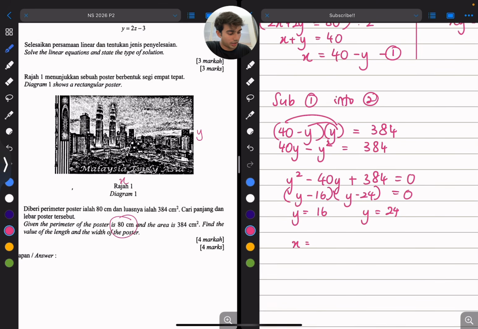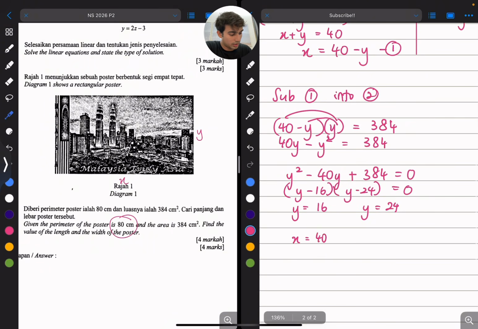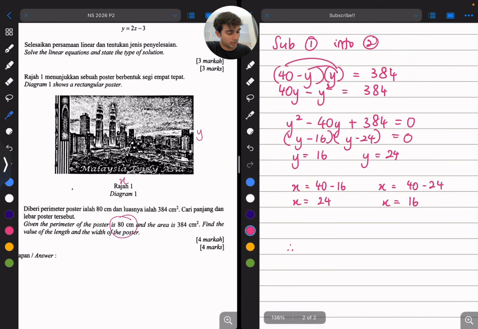Then we can go ahead and find the values of x. x would be 40 minus y. So we can say 40 minus 16 or 40 minus 24. 40 minus 16 is 24. 40 minus 24 is 16. So for the length and width, the length is 24, because the length is a bit longer. The width would be 16.